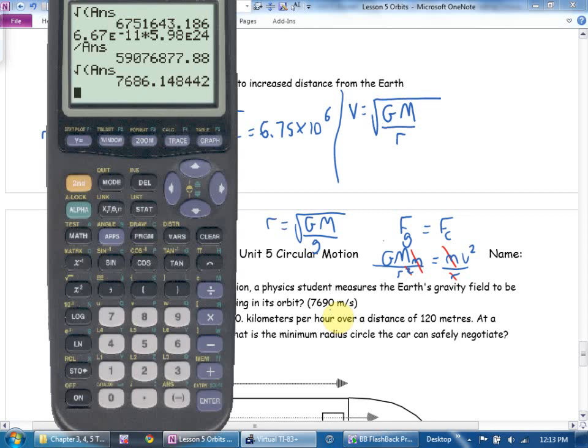By the way, International Space Station, not very high. Most of our orbital stuff, not very high.